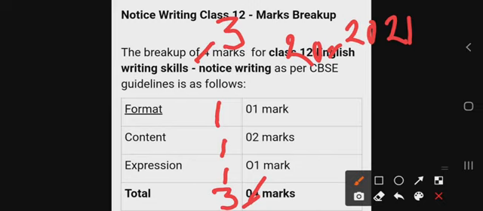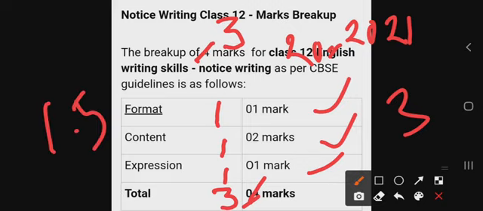This year, the notice writing question and the advertisement question are of 3 marks each, not 4 marks. The division will be like this: format 1 mark, content 1 mark, and expression 1 mark. Children, this is a very scoring question, I'm telling you very frankly. It's very easy to understand also. If the format is correct, the content you are presenting is correct, and no grammatical mistake is there, and you write everything efficiently, definitely you are going to score full marks. Scoring 1.5 out of 3 means a lot, because 1 mark can make a difference.